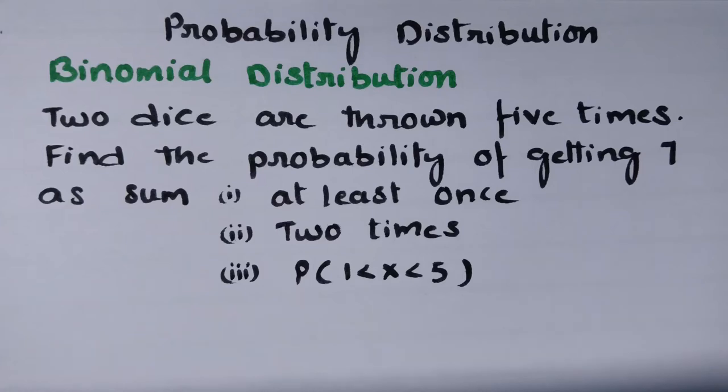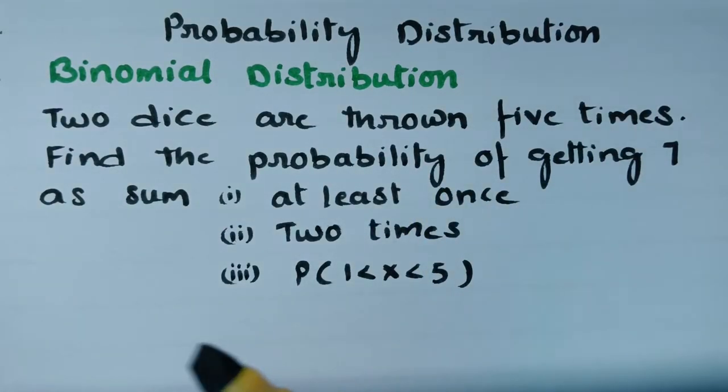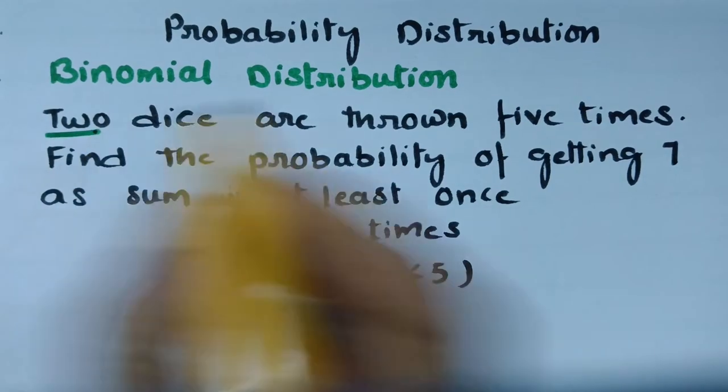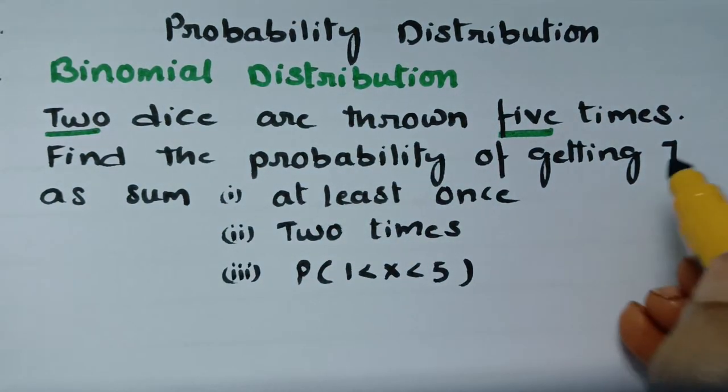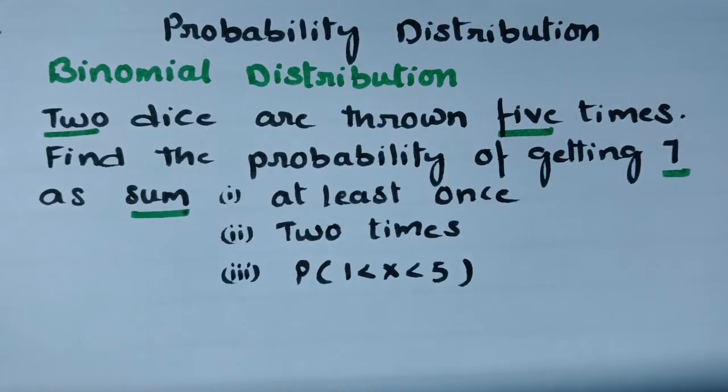This video is on binomial distribution, from probability distribution. The question is: two dice are thrown 5 times. Find the probability of getting 7 as sum at least once, 2 times, and the probability of 1 less than x less than 5.